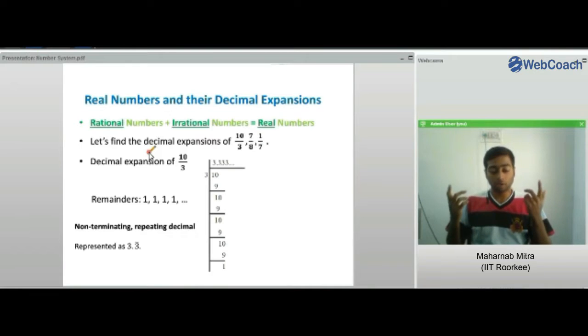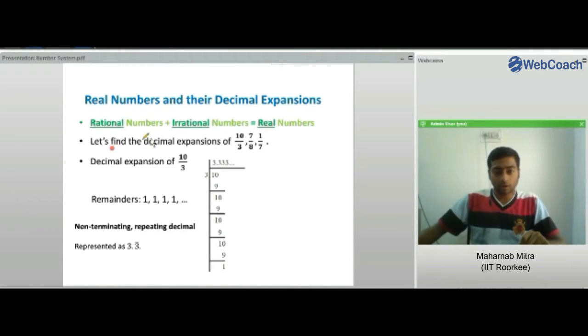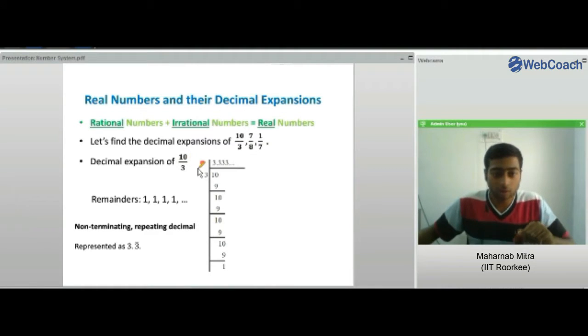Like you can define natural numbers as the numbers which we can naturally count, right? The definition is kind of same here. Real numbers are those which really exist in mathematics. So let's find the decimal expansion of these three given rational numbers: 10 by 3, 7 by 8 and 1 by 7. Let's start off with 10 by 3.